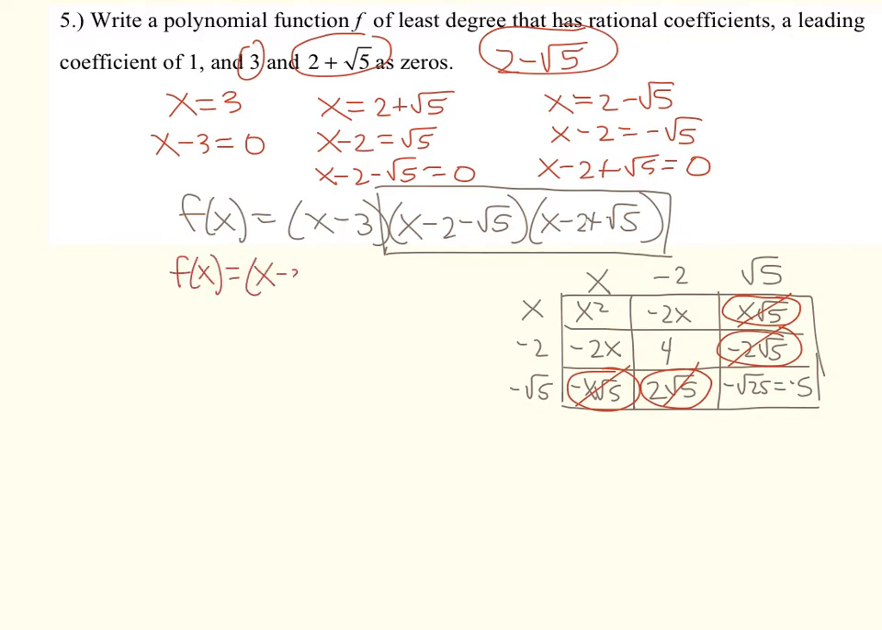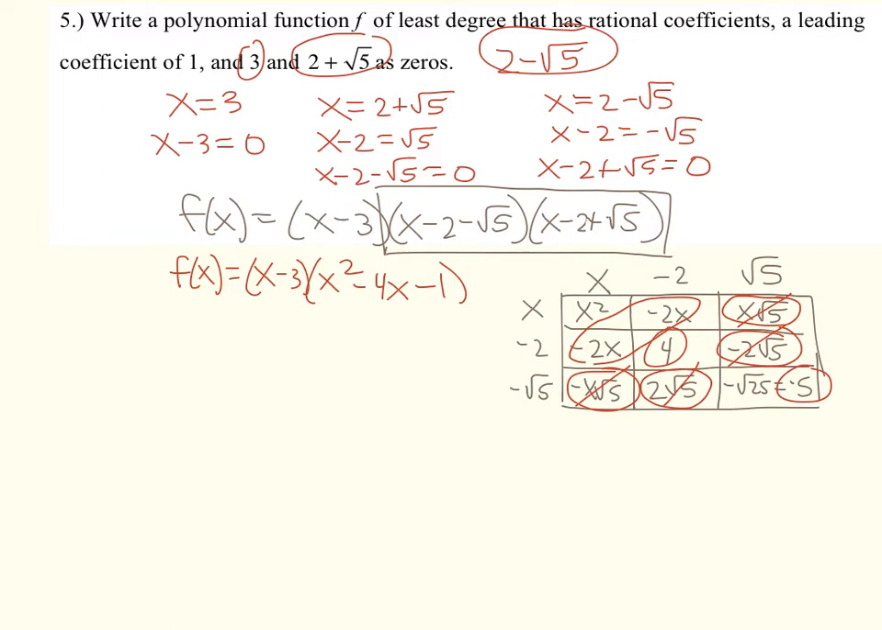So f of x equals x minus 3 times x squared. I can combine these and get negative 4x. Then I've got two constants, so I've got 4 and negative 5. So 4 plus negative 5 gives me negative 1.